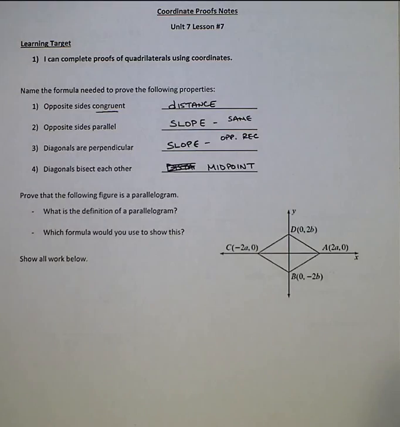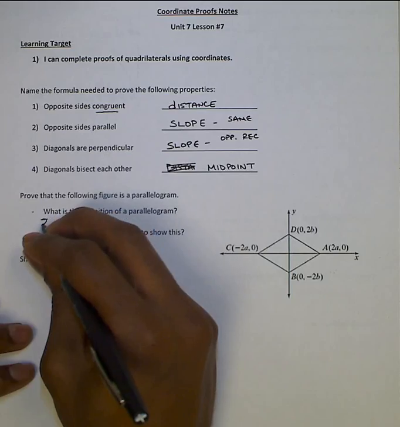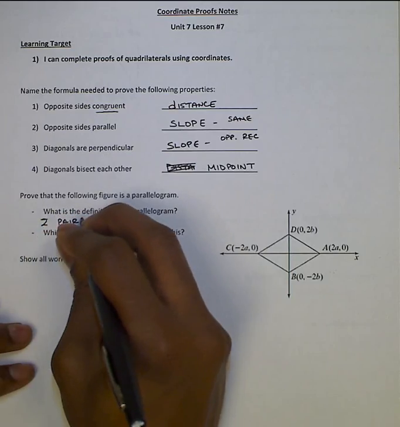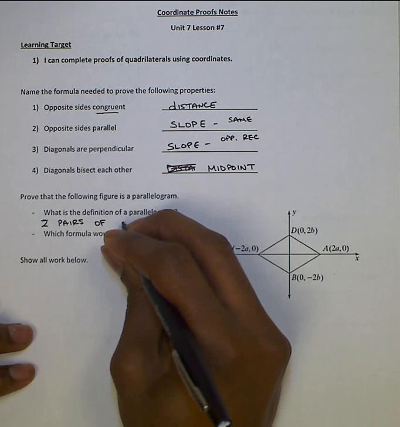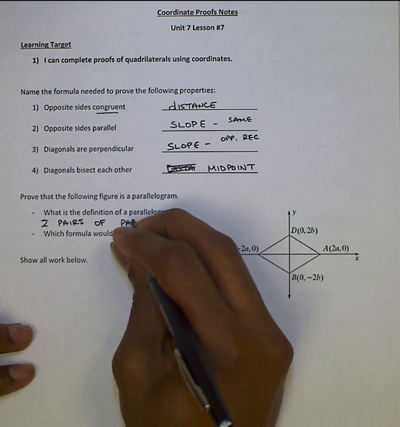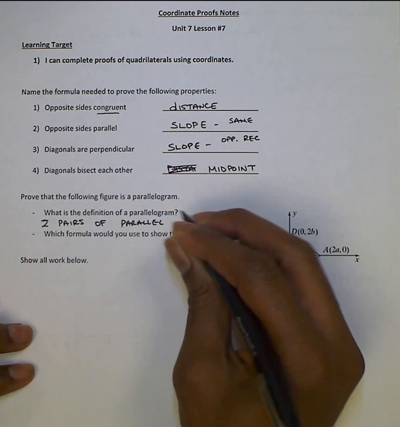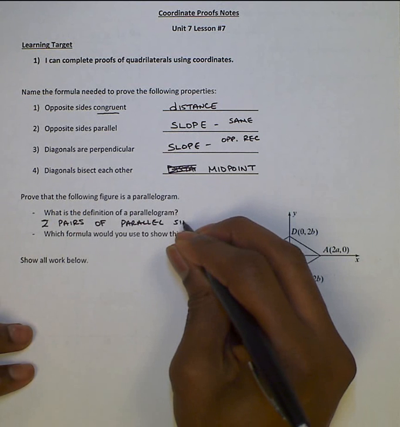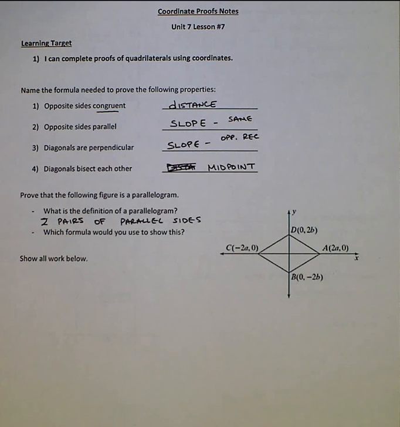Alright, so let's look at this first proof. They want us to prove that the following is a parallelogram. So we need to know the definition of a parallelogram. Remember, we have two pairs of parallel sides. If we're going to try to show that this is a parallelogram, we're going to show that the sides are parallel. So what formula will we need?